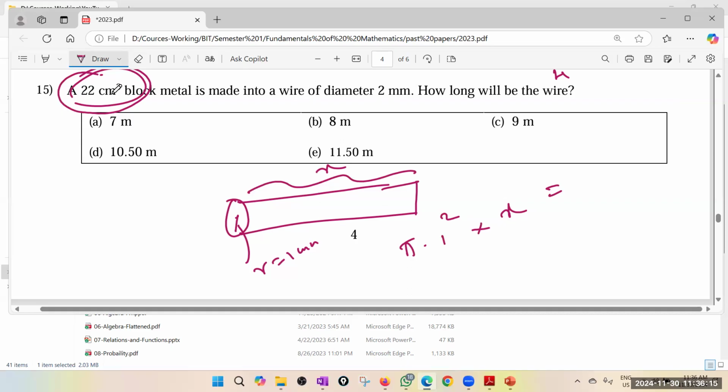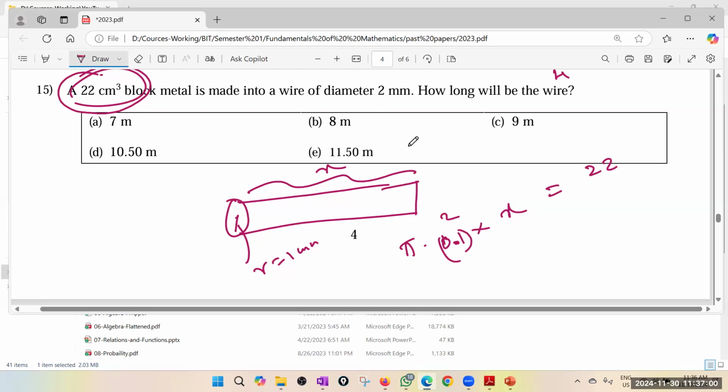So here the answers are in meters also. Therefore I'll take it to centimeters, because converting centimeters to meters is easier. So I will take the volume as 22 cubic centimeters. Then I need to convert 2 millimeters into centimeters. 2 millimeters means the radius is 1 millimeter, and remember 10 millimeters is 1 centimeter. So 1 millimeter is 1 over 10, or 0.1 centimeter. Then everywhere is centimeter, so the answer must be in centimeters.